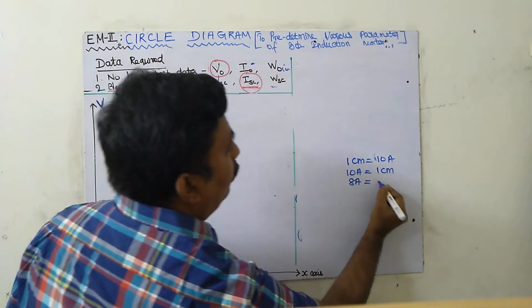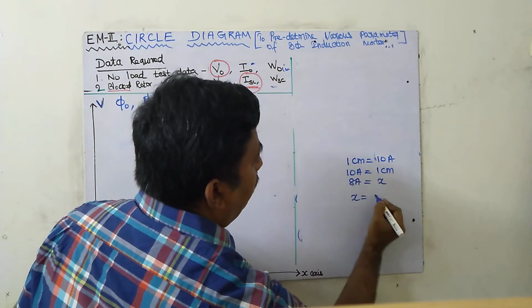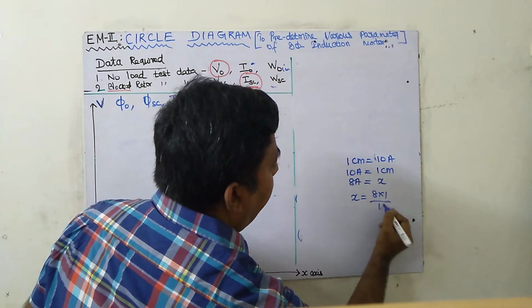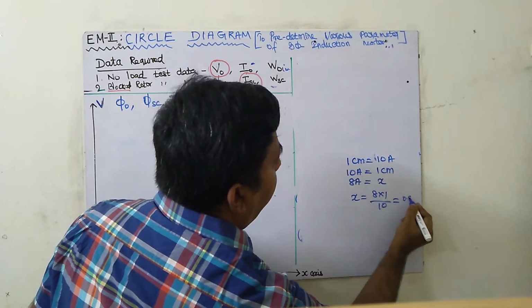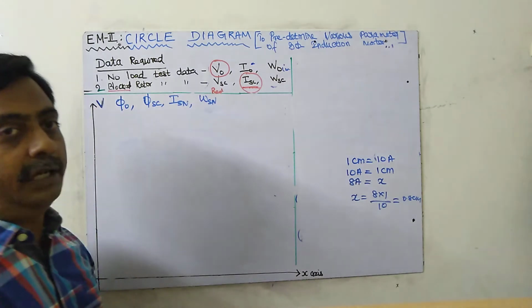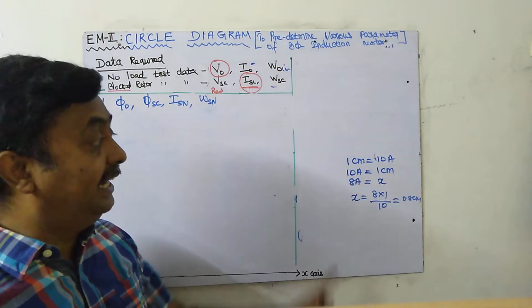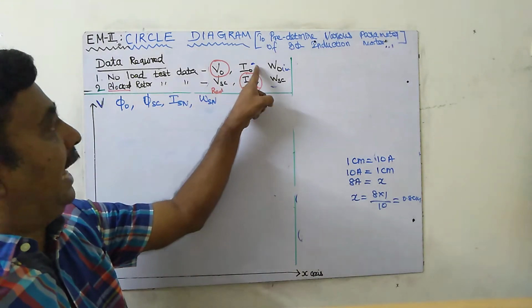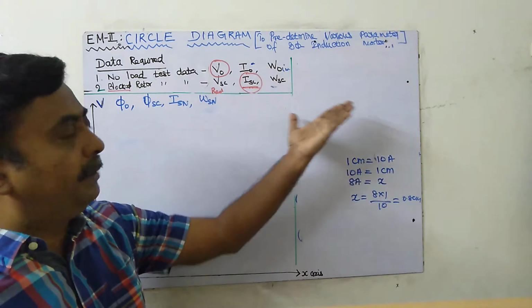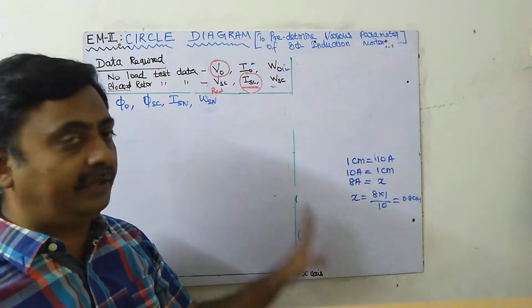Just cross multiply to get x. What is the x value? x equals 8 into 1 divided by 10, equals 0.8 centimeter. Like this we have to calculate the I naught value in centimeter. I naught value we know in amps. We convert it to centimeter because we know the current scale, already from the fifth step.